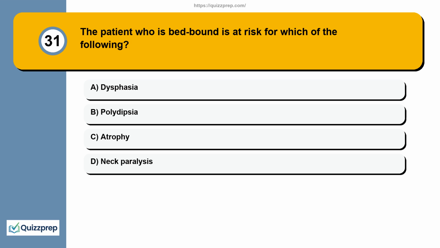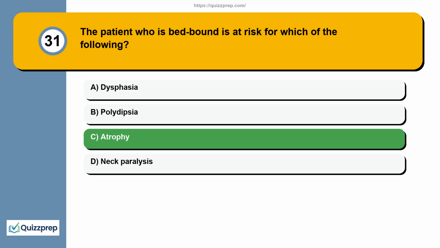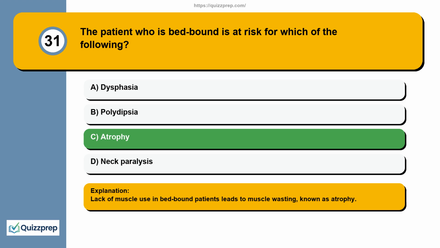Question 31. The patient who is bedbound is at risk for which of the following? Dysphagia, polydipsia, atrophy, neck paralysis. Lack of muscle use in bedbound patients leads to muscle wasting, known as atrophy.